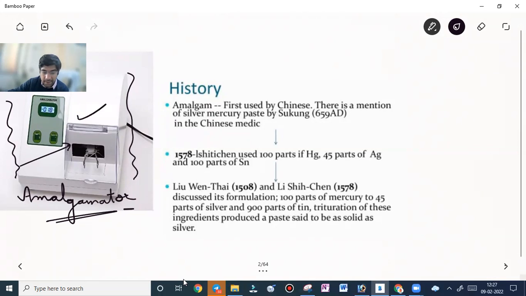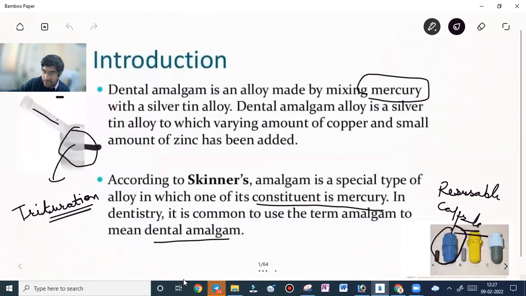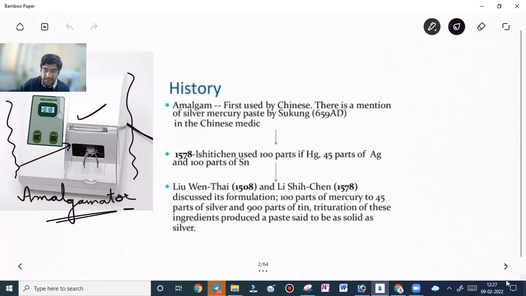Today, disposable amalgam capsules are widely available. Each capsule contains a predetermined amount of alloy particles and mercury in a sealed pouch, and the capsule is sealed to prevent the evaporation of the mercury.